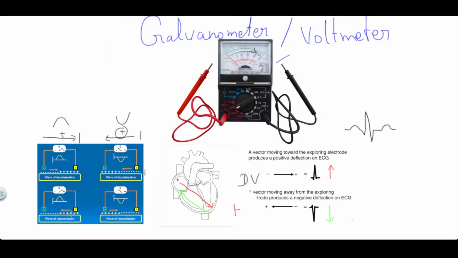Whereas in repolarization, the vector which is created during the repolarization is negative action potential. If a negative action potential moves away from the positive electrode, you will be getting positive deflection, just opposite to the depolarization state. If the negative action potential goes towards the electrode, you will be getting negative deflection. With this basic concept, we will move to the conduction system of heart.